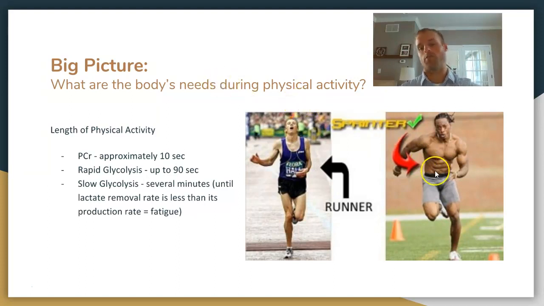First, if you look at the sprinter here, the first 10 seconds or so is the phosphocreatine system. It's only going to last about 10 seconds, and it's all out energy for a sprint or all out burst. After those initial 8 to 10 seconds, we're going to go into something called rapid glycolysis. This is more anaerobic type activities, and this can last up to 90 seconds.